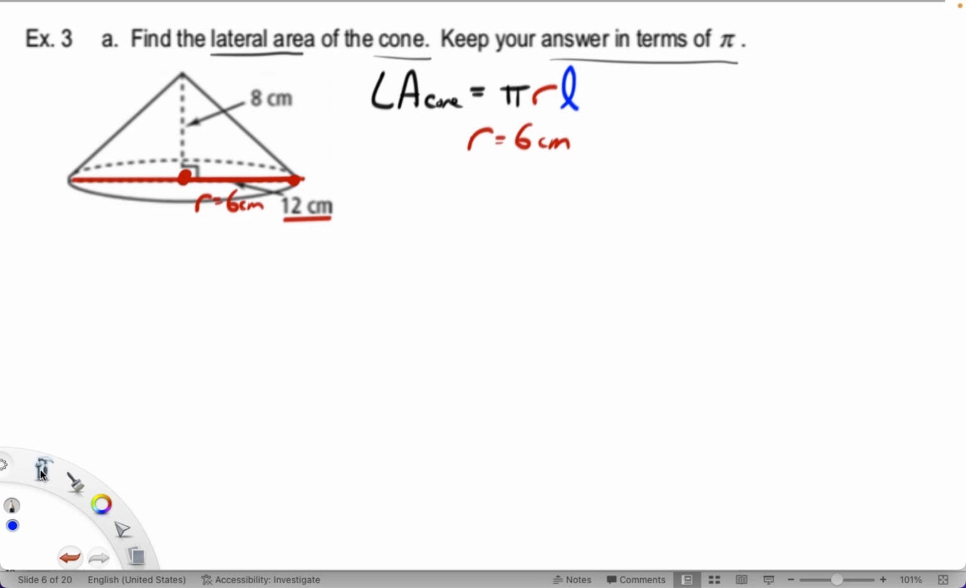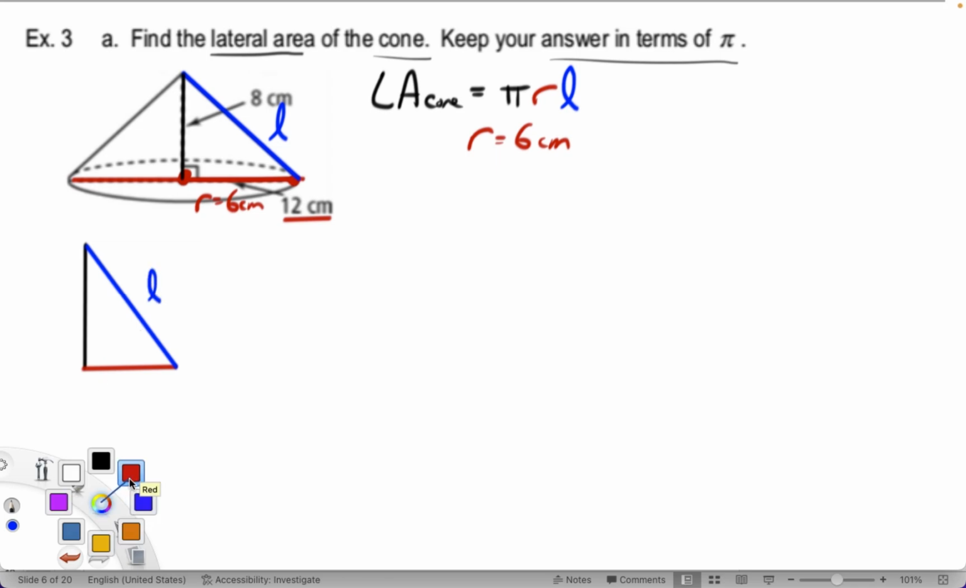My lateral height, I'll draw it right here, is right here. And I don't know what that is. That's what I need to find out. But I can draw that I have a triangle. I'm going to draw the height right here, and I'll draw it over here. So right here is the height, right here is the radius, and right here is the lateral height. So once again, this is going to be the lateral height, this is going to be the radius, and this is going to be my height.